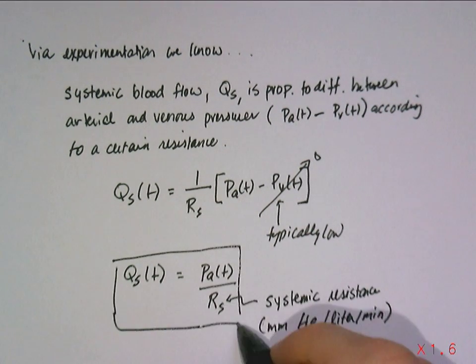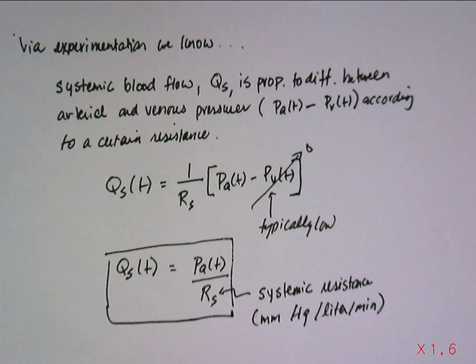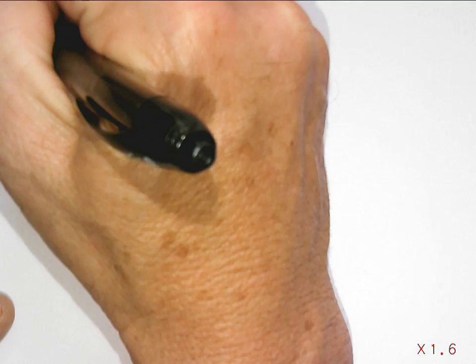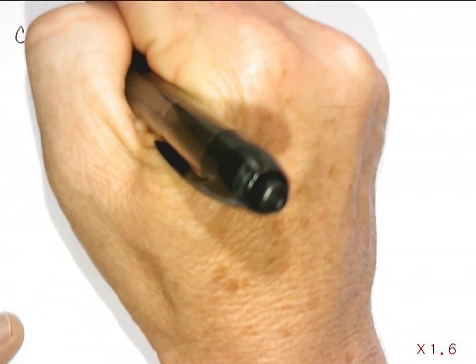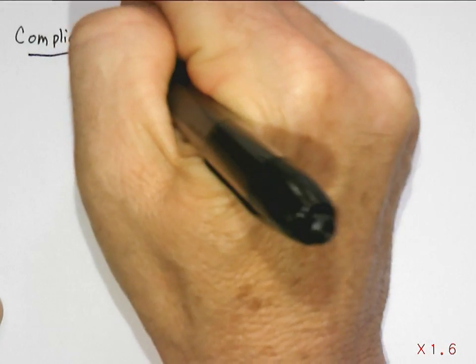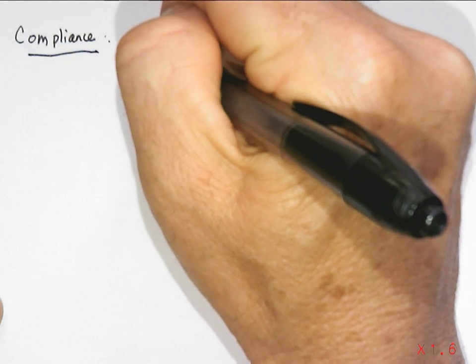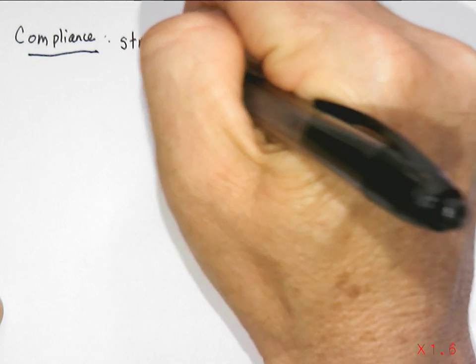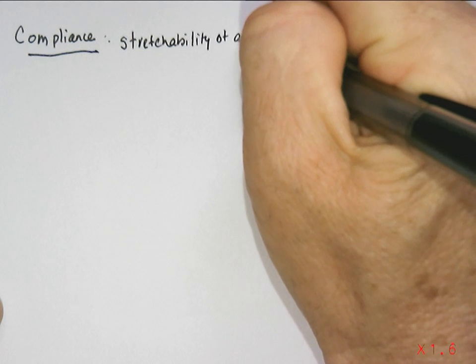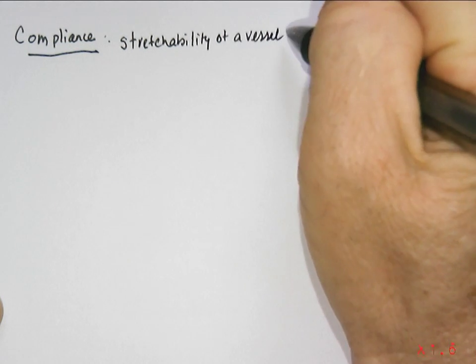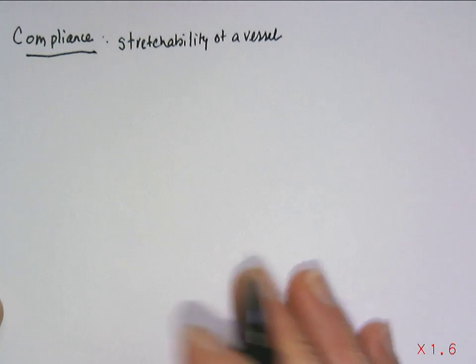on blood flow. There's another particular term that we need to talk about before we're building our final model, and that's called compliance. So compliance, in terms of a vessel, is how stretchable it is. So it's the stretchability. So now we're talking about elasticity. Is it becoming rigid or not?